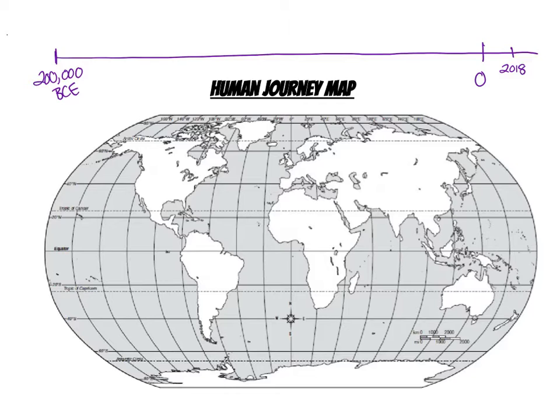Okay, so we're going to see how far 200,000 BCE really is. So this is Common Era going forward where we are now. And this is BCE going back that way. Okay?